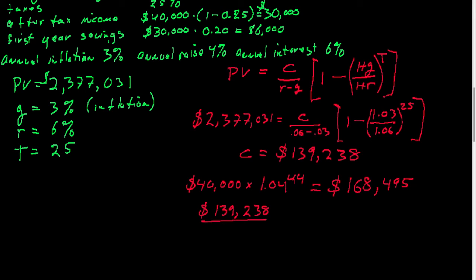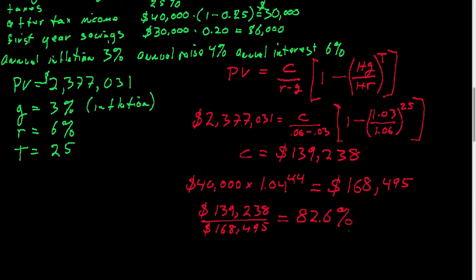$139,238 divided by $168,495 equals 82.6%. So your retirement income in year 46 starts out at about 83% of what you earned in year 45. Not bad. But how much is that going to buy you? What's the buying power of $139,238 46 years from now if prices are going up 3% each year?